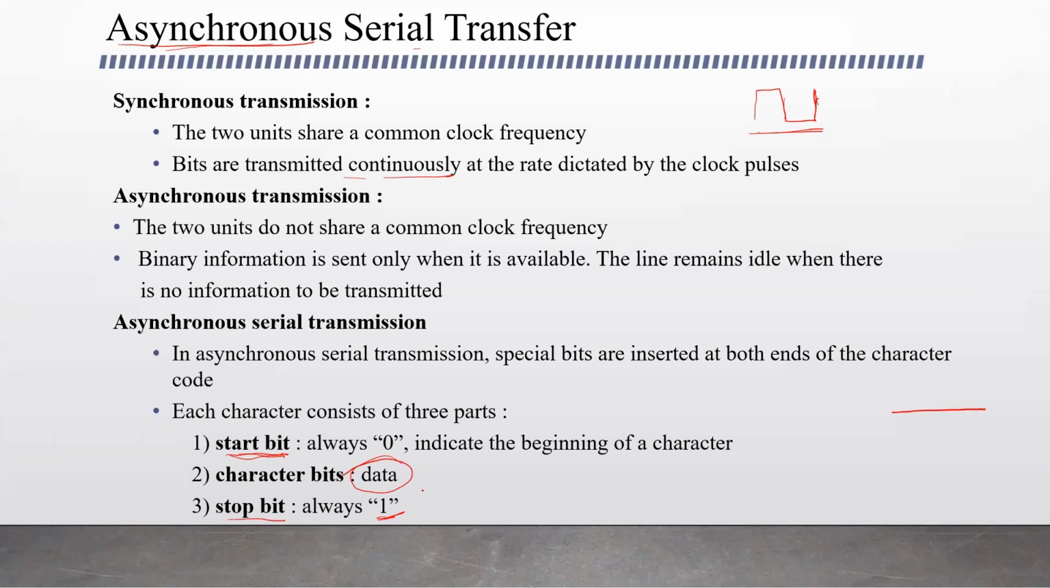So when the sender needs to send some character bits, the data denoted here as character bits, the start bit and stop bit are added to the data bits. The start bit is always 0, indicating the beginning of the character, and the stop bit is always 1. To indicate the end, the stop bit is added at the end. So the special bits are inserted at both ends of the data.